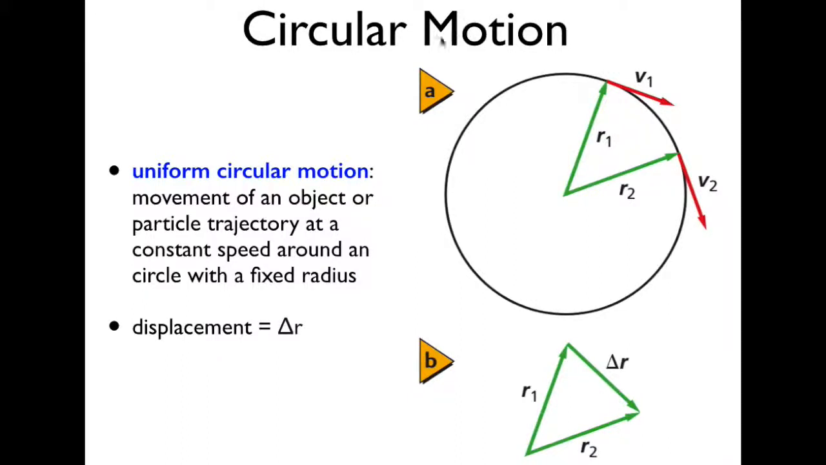Now we're going to talk about circular motion. Uniform circular motion is just the movement of an object or particle or anything at a constant speed around a circle with a fixed radius.